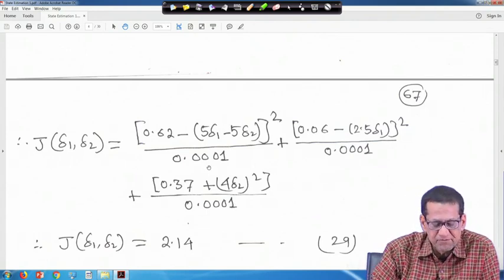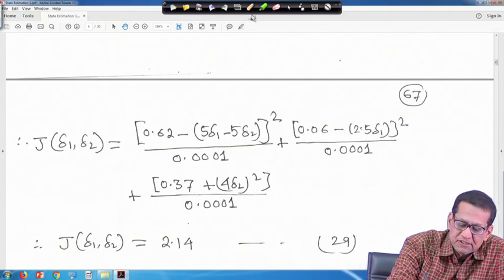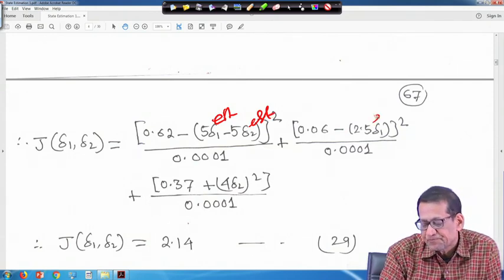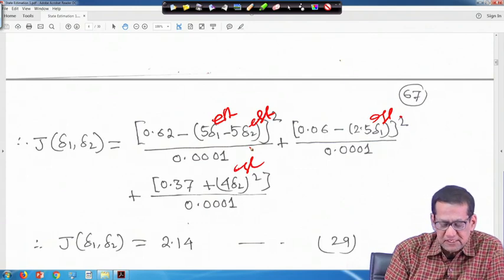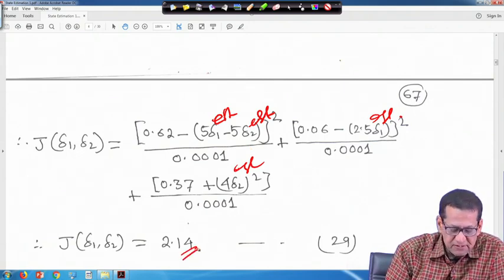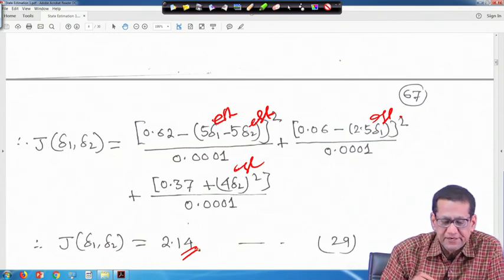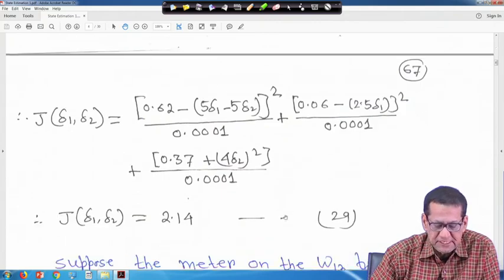If you compute this, delta 1 and delta 2 are all estimated values. Whatever you have got, you substitute there, and ultimately you will get J of delta 1 delta 2 as 2.14. That is the residual.